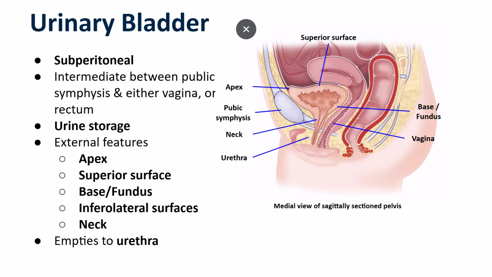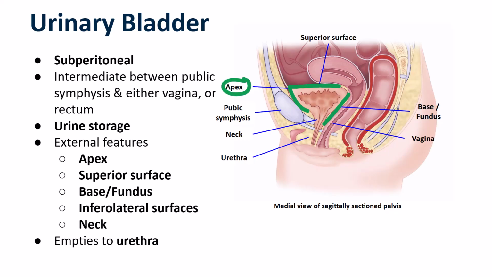The urinary bladder is a distensible organ for the storage of urine. It has several surfaces and external features. So its superior surface is found in contact with the peritoneum. And then there are two inferolateral surfaces on either side of the anterior aspect of the bladder. There's also a base or fundus, where the superior surface comes together with the inferolateral surfaces. We call that the apex of the bladder.